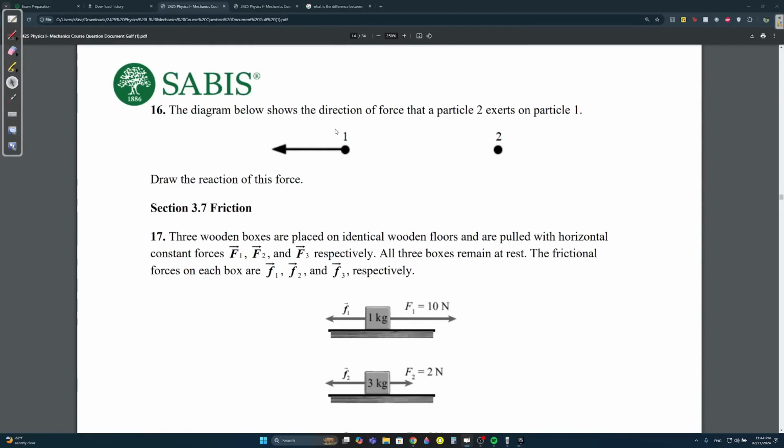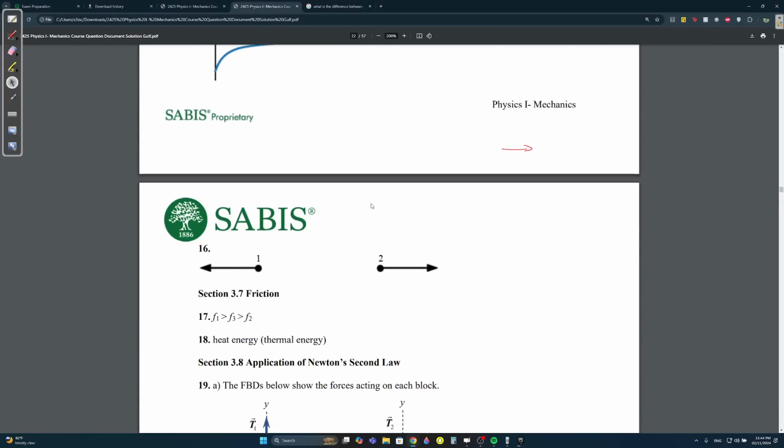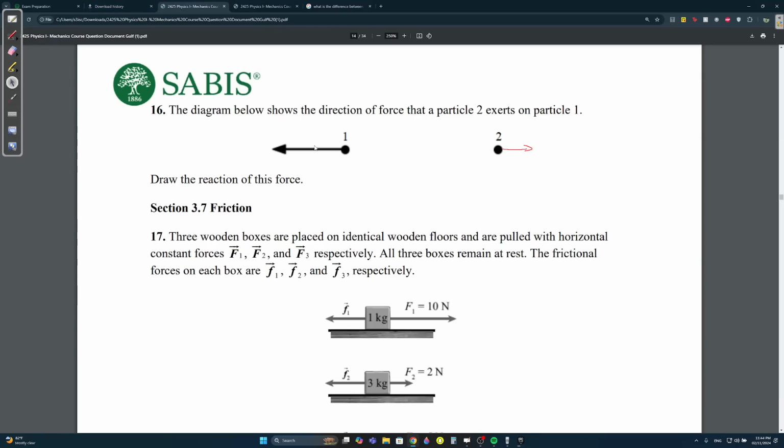The diagram below shows the direction of F1, the force that particle 2 exerts on particle 1. Draw the reaction of this force. I think it's just like this. I'm not sure. Okay, yeah. Just the opposite of this. What's the opposite of this? It has to be the same length of the arrow, right?